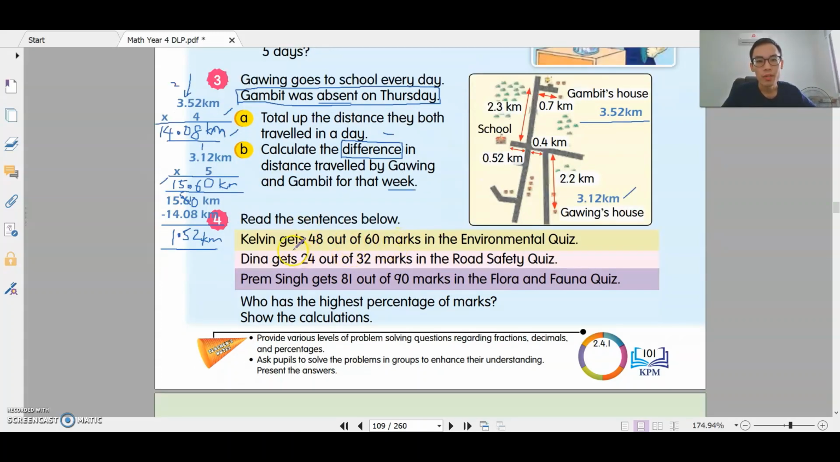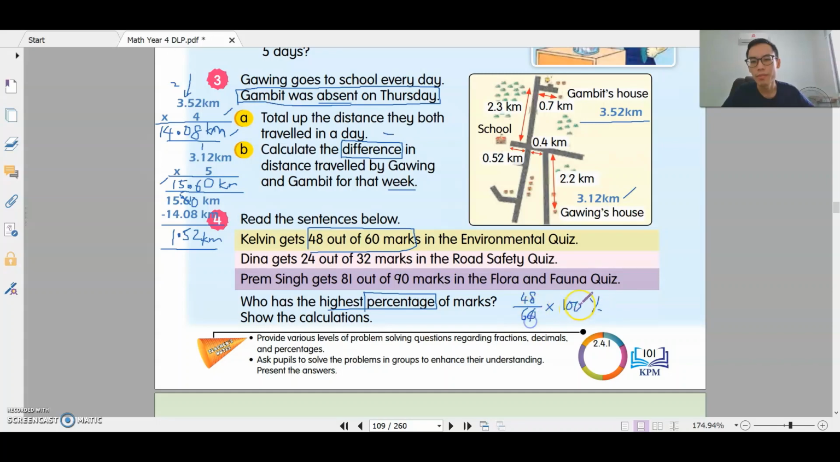Okay, question 4. There are 3 different people here. They get different marks for different quizzes. Who has the highest percentage? We want to find the percentage. So Kevin gets 48 out of 60. So 48, you put on top. The total marks 60, you put at the bottom. To find the percentage, you times 100%.